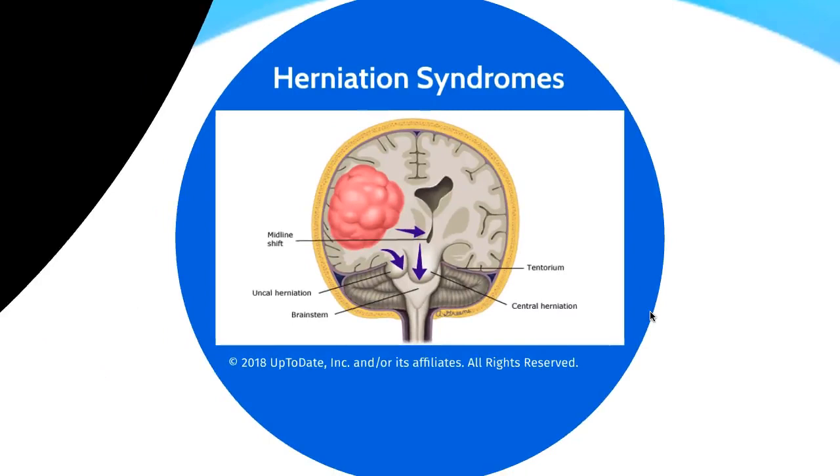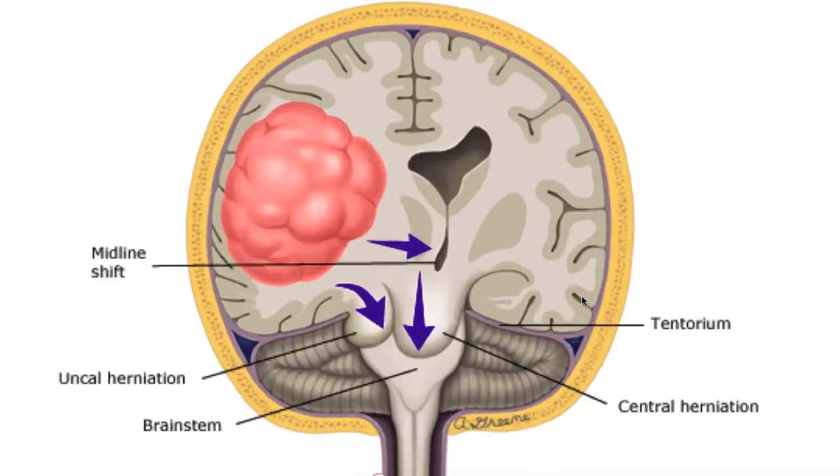I just wanted to include a pictorial example of this. This is just an example of some of the different types of herniation. Here you can see we have a space-occupying lesion in the brain. It's causing midline shift. You can see some stenosis here, and you can see downward herniation or central herniation pushing on the brainstem. You also can see uncal herniation in this picture as well. There are several types of herniation that do have specific names, so I encourage you to go and read about that.